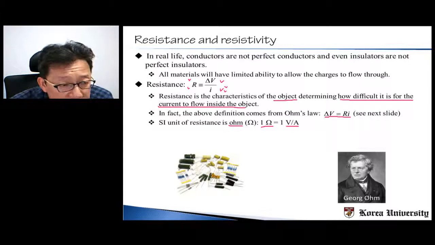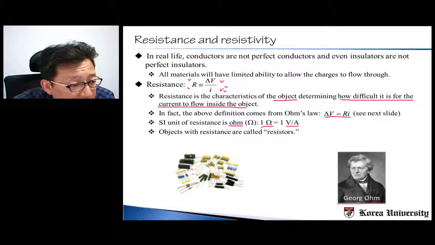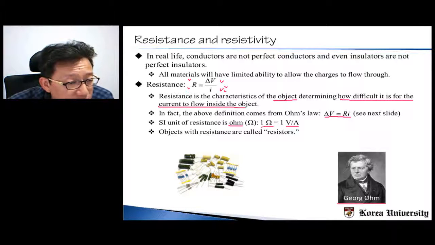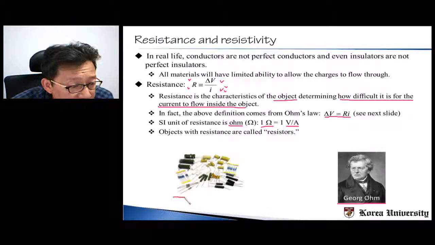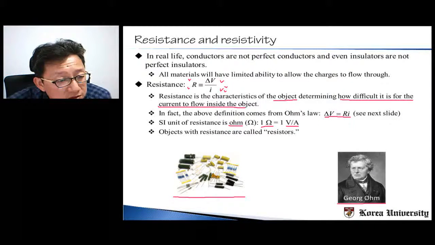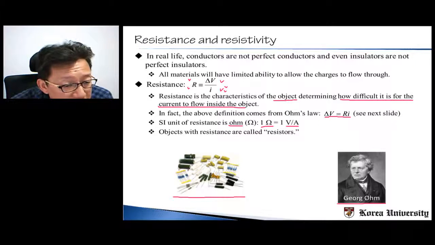And where do you think this name ohm comes from? Of course, it is from the discoverer of Ohm's law, Georg Ohm, who was a German physicist, okay? And objects with resistance are called resistors. Here many resistors are shown in this figure. Some are small and some are large, so they have different resistance, okay?